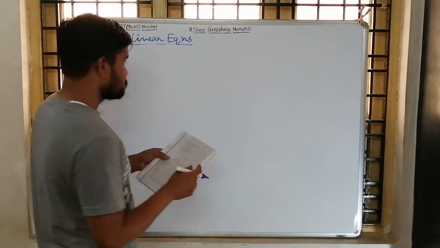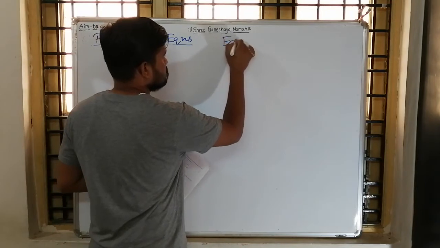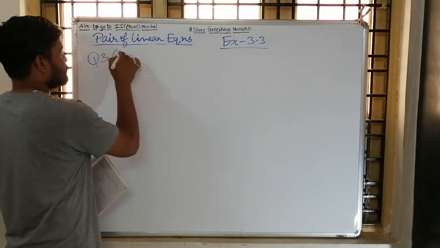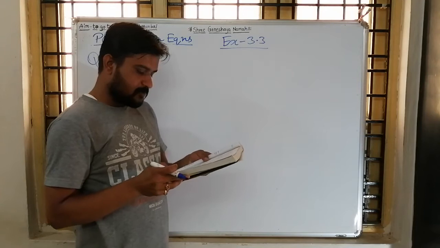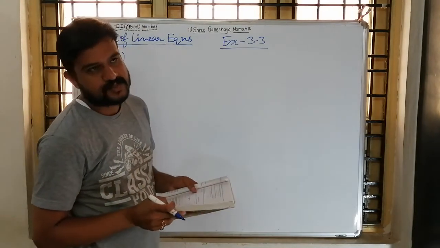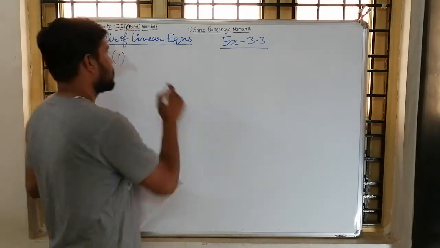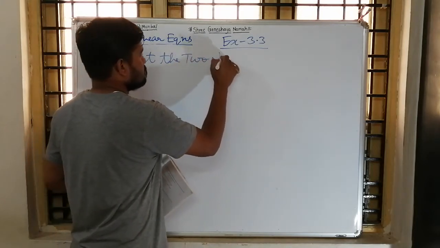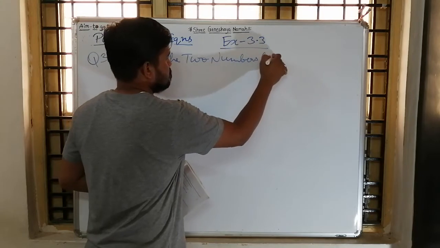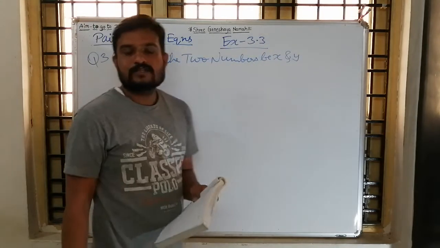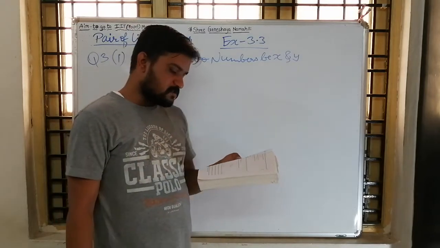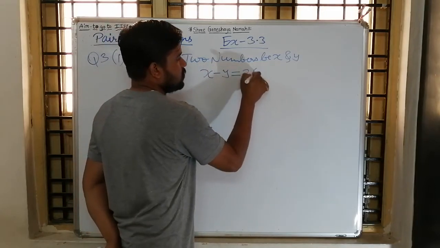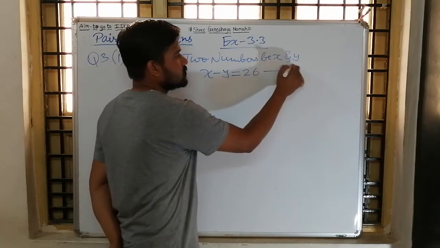Now first question is, the difference between two numbers is 26. First we will assume the two numbers as x and y. Let the two numbers be x and y. The difference between two numbers is 26. So what I can say, x minus y is equal to 26. This is your first equation.